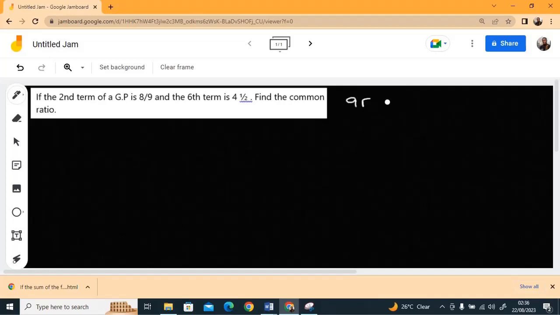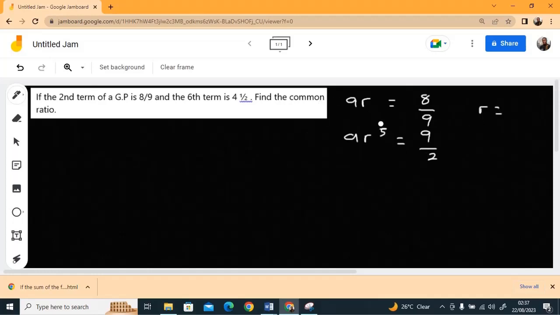ar, that is the formula for the second term. That is what they said is 8 over 9. And they said the sixth term, it will be a r raised to 5. 2 times 4 is 8, 8 plus 1 is 9. So this is 9 over 2. They said find the common ratio, find r now.